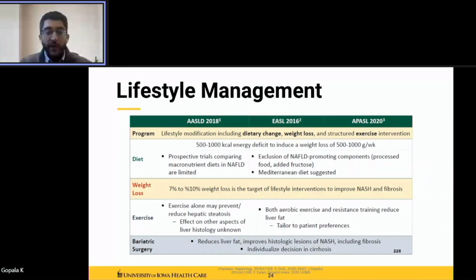It would include a combo of dietary changes, structure, exercise, and weight loss. So, calories in, calories out. They should have a deficit of calories to lose weight.